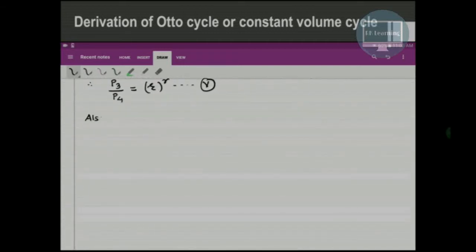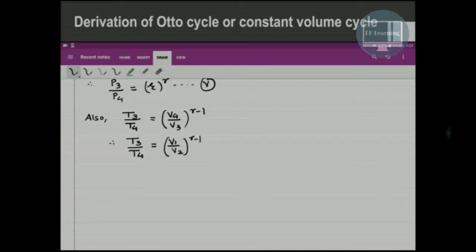Similarly, we can use the relation between temperature and volume in case of isentropic process. So higher temperature divided by lower temperature between 3 and 4 is equal to higher volume divided by lower volume raised to gamma minus 1. And again we know that this is the expansion ratio V4 upon V3 and that is equal to compression ratio also. So this is nothing but V1 upon V2 raised to gamma minus 1, and V1 upon V2 is nothing but the compression ratio. So we can say that T3 upon T4 is equal to R raised to gamma minus 1. So that is our next equation.